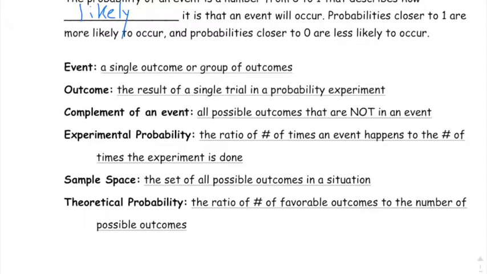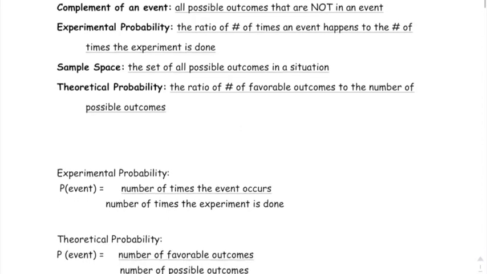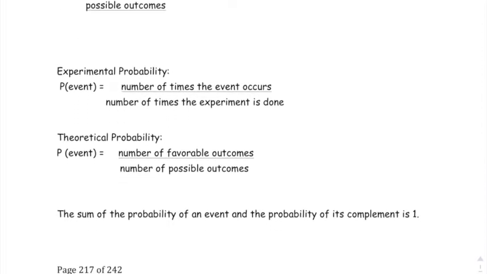An experimental probability is the ratio of the number of times an event happens to the number of times the experiment is done. Sample space is the set of all possible outcomes in a situation. And theoretical probability is the ratio of favorable outcomes to the number of possible outcomes. So that's a little bit of vocab to help yourself out.